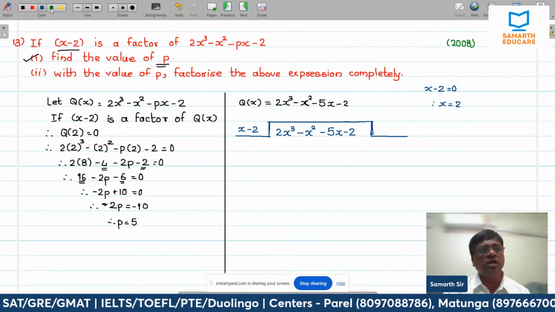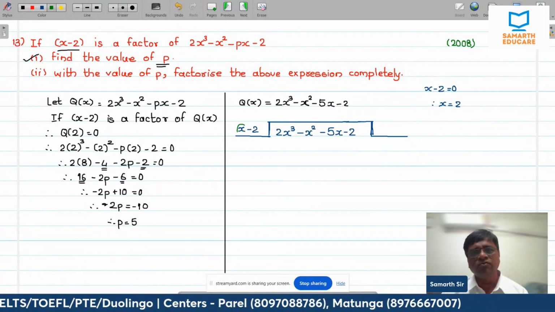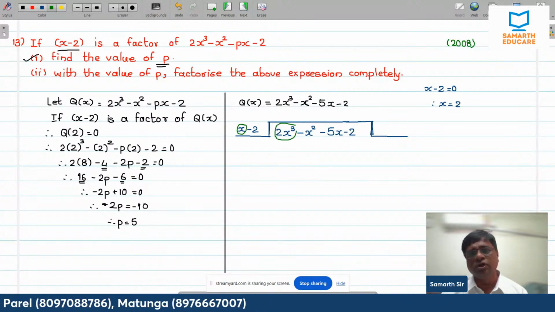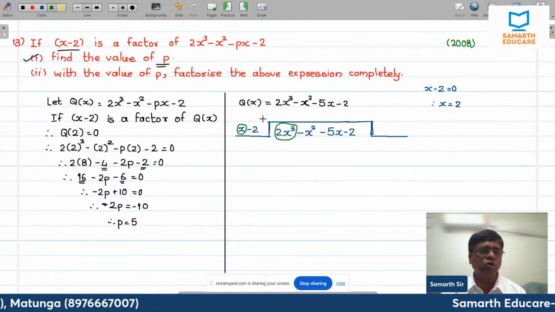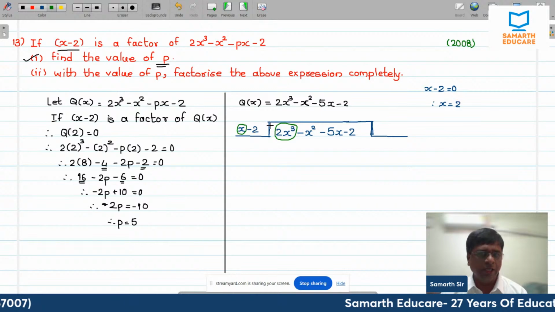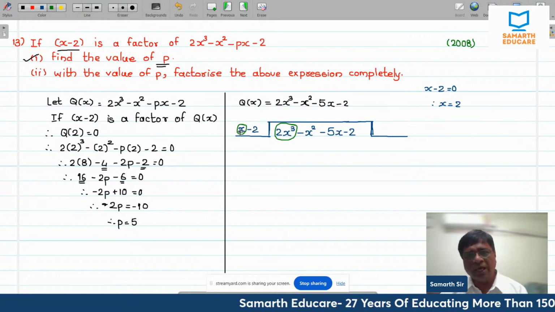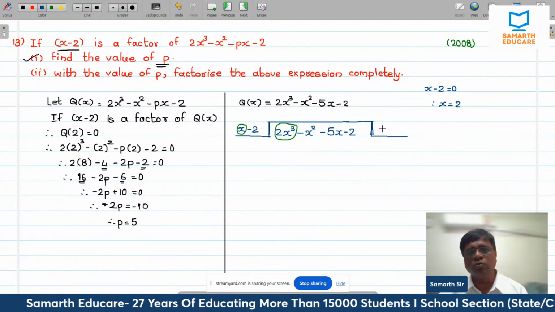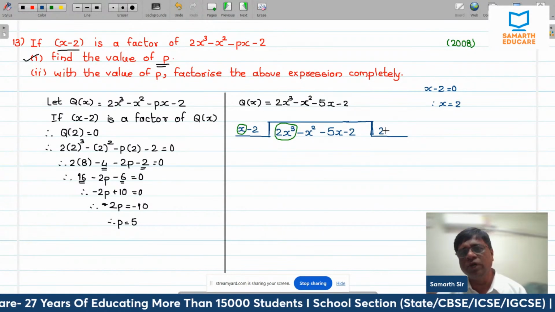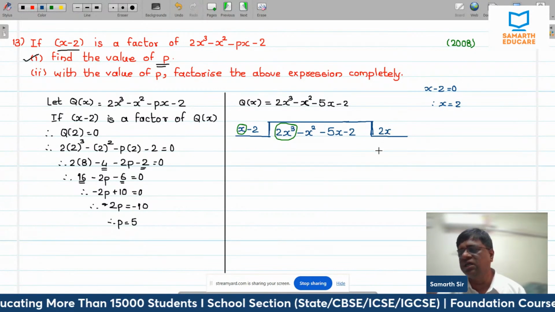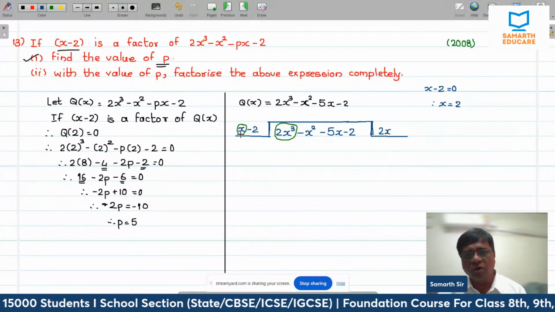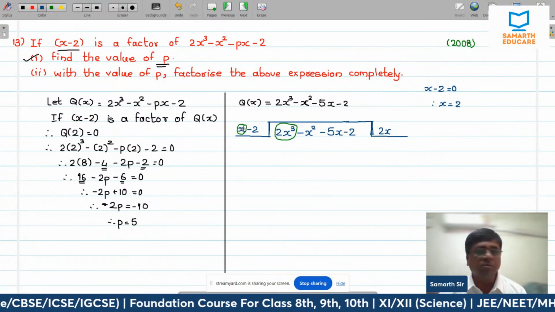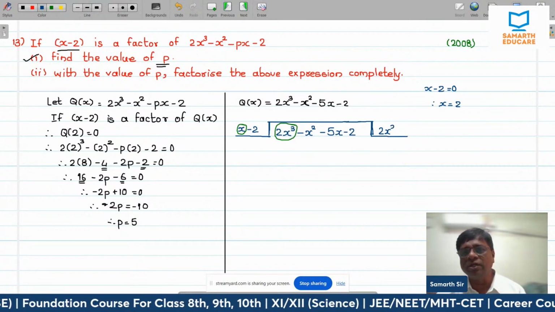Once you arrange this, understand this: the first term of the divisor is x, and the first term of the dividend is 2x³. Focus on this. All right, so from x, if I want 2x³, I will have to multiply it by 2x². So the term in the quotient will be 2x². Understand? From x, if I want 2x³, I will have to multiply this x by 2x² so that I get 2x³.